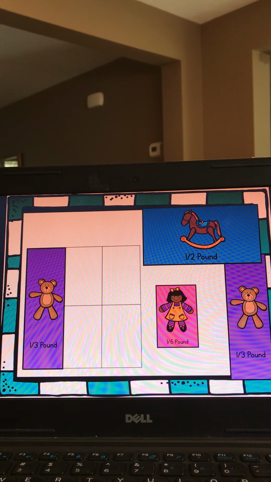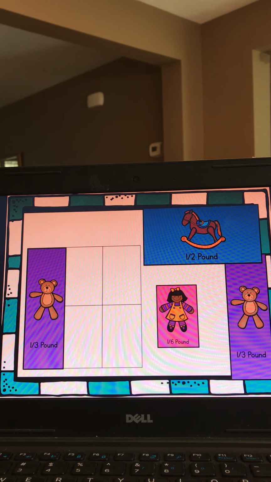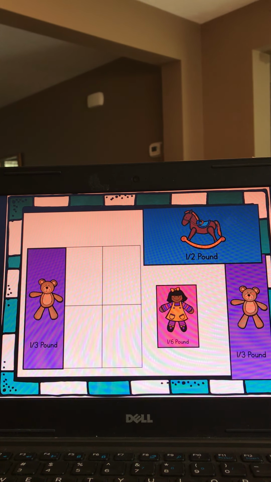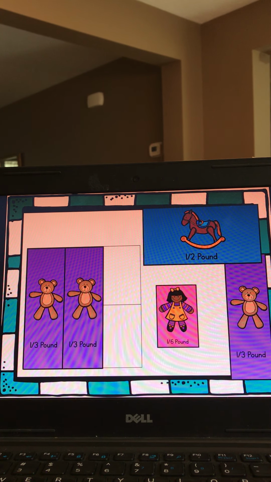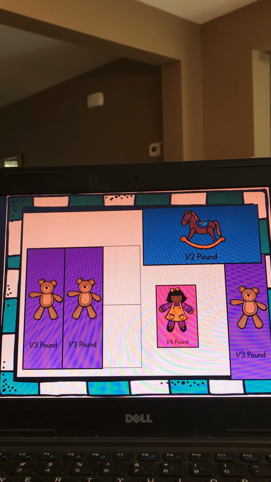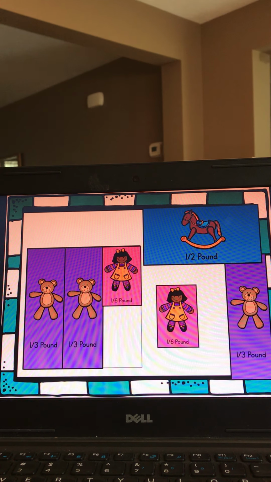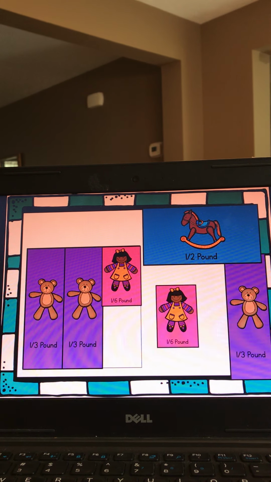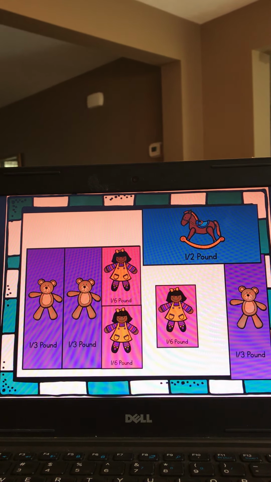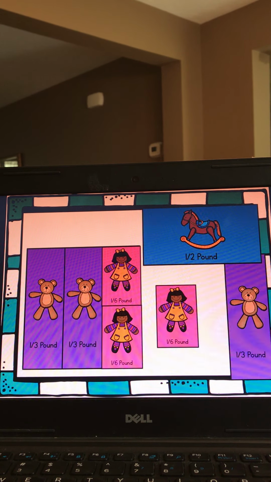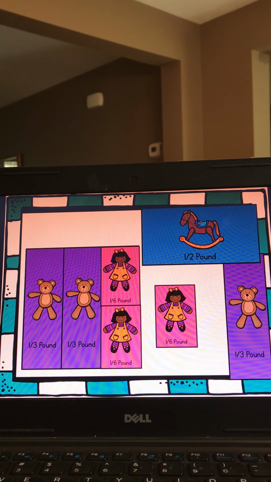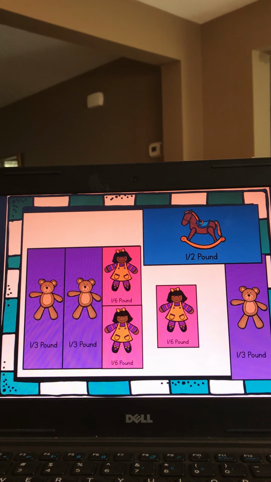So I put in 1 teddy bear, which is 1/3 of a pound. I put in a second one, which is 2/3 of a pound. Then I added 1 doll, which is 1/6 of a pound, and then added a second doll, which is also 1/6 of a pound, which is the same as 1/3.